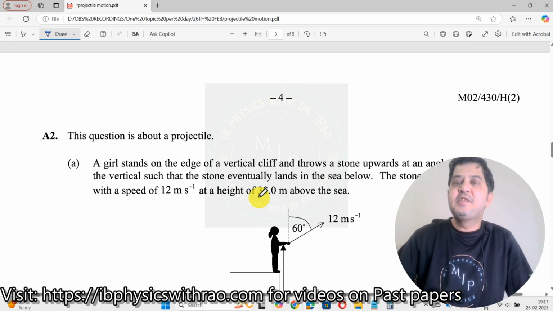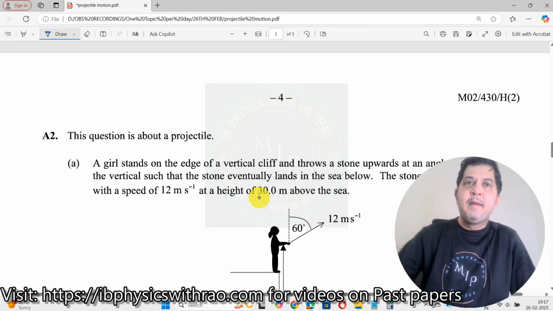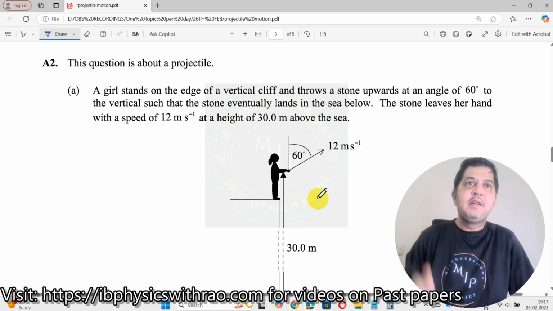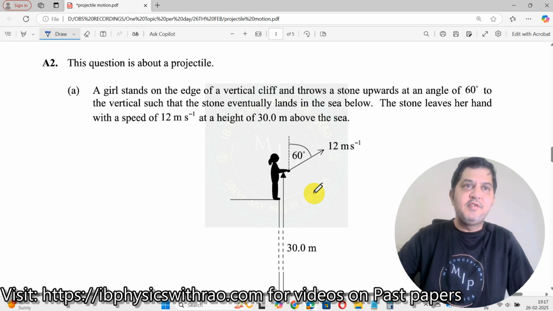It's the third problem on projectile motion. Earlier, we had done two more problems. Now let us proceed with this one. This question is taken from May 2002 HL portions.